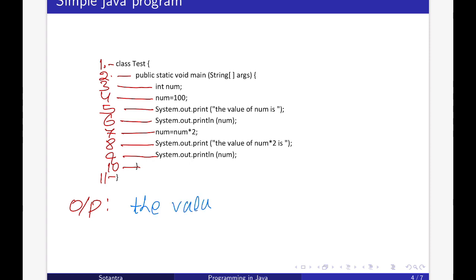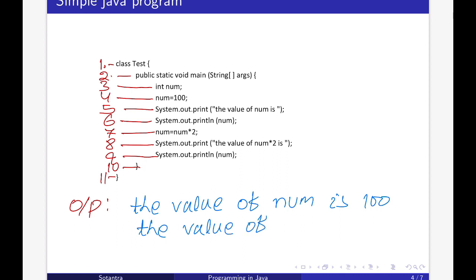The value of num is 100. The value of num 2 is 200. So if we run this program, we will get the output like this: the value of num is 100, and the value of num multiplied by 2 is 200. So let us take a close look at why this output is generated.